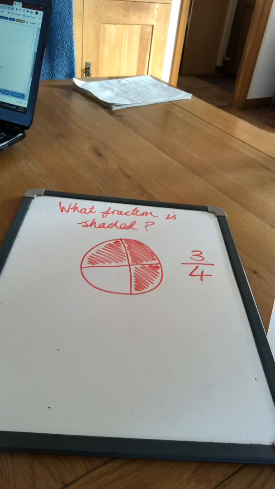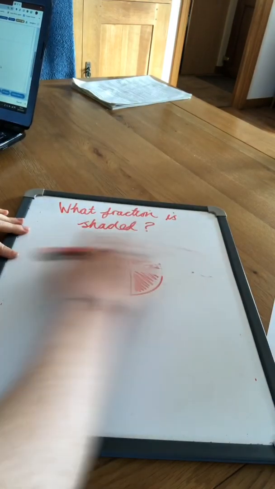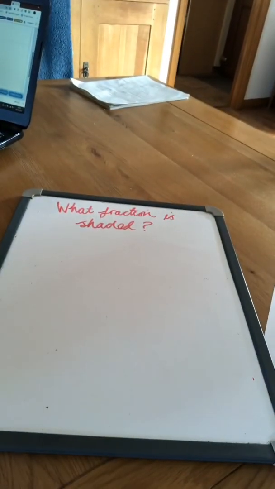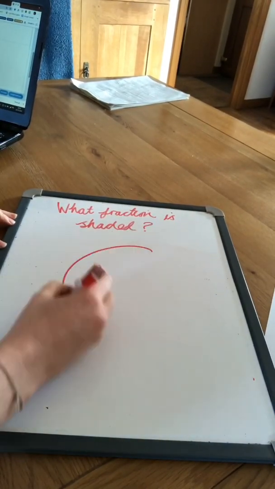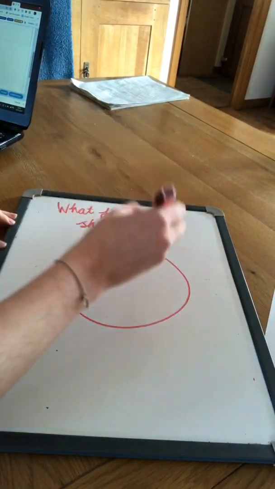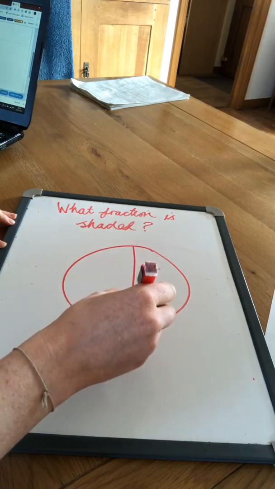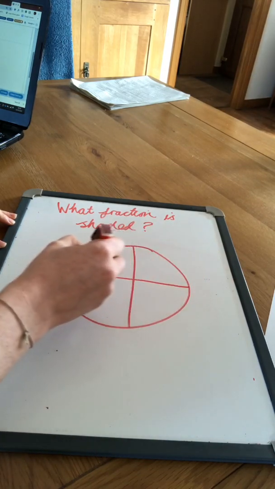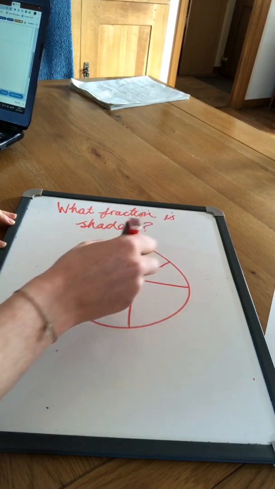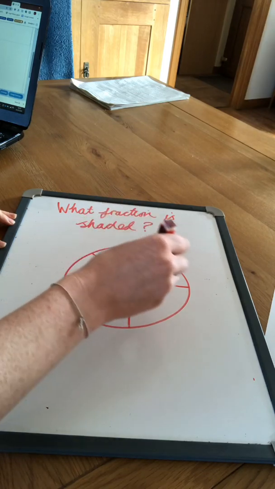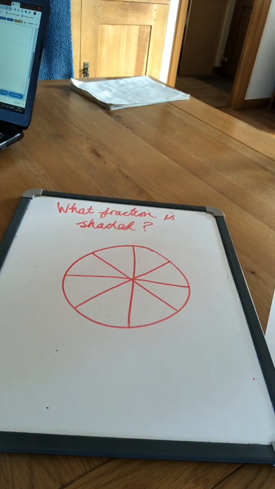I'm going to draw another one now, so I'll rub this one out. I'm going to draw another circle, like that. I'm going to split it into more parts this time. So I'm going to split it that way, and that way, and that way, and that way. Now I'd like you to count how many bits we've got. I'm going to leave it there for you to count how many sections we've split it into.